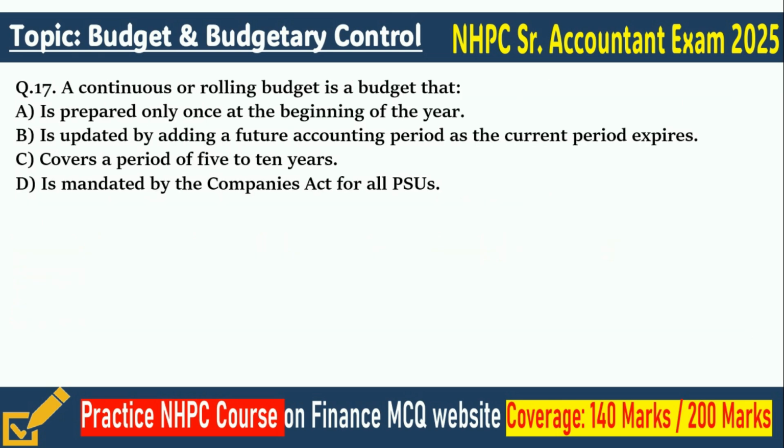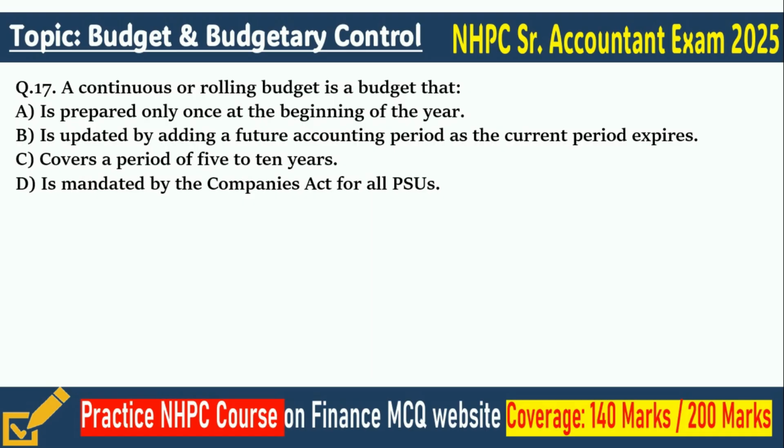Continuous or rolling budget is a budget that: option A, is prepared only once at the beginning of the year. Option B, is updated by adding a future accounting period as the current period expires. Option C, covers a period of 5 to 10 years. Option D, is mandated by the Companies Act for all PSUs.